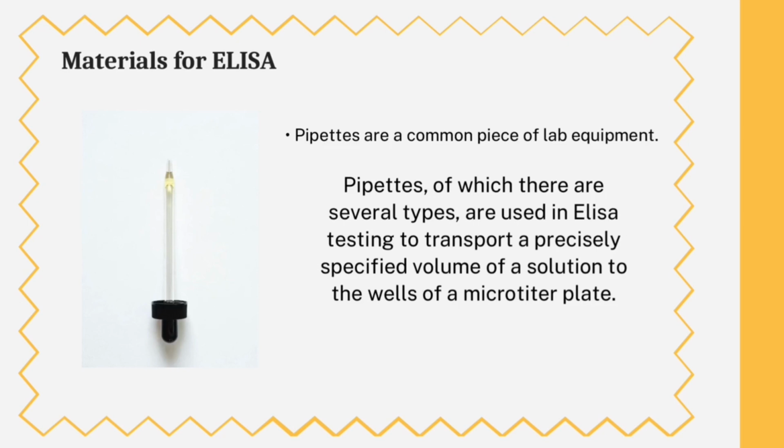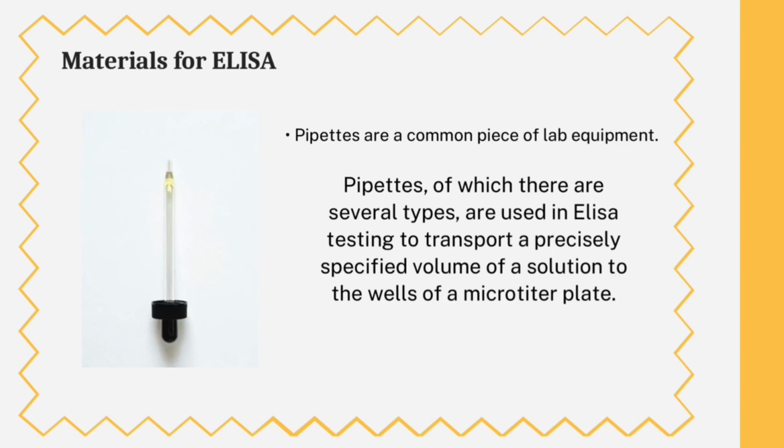Pipettes, of which there are several types, are used in ELISA testing to transport a precisely specified volume of a solution to the walls of a microtiter plate. Using a pipette typically yields improved consistency by reducing pipetting errors and decreasing variability in incubation time from the beginning to the end of the plate. It also reduces repetitive motion.